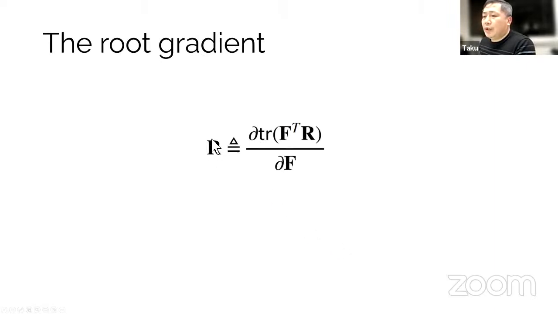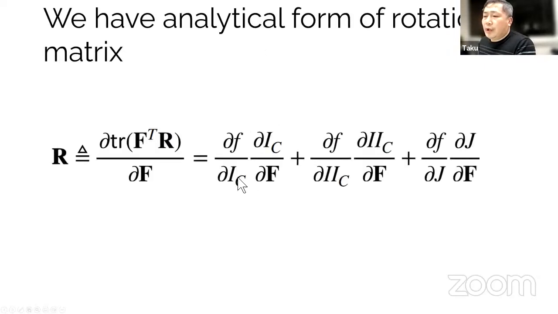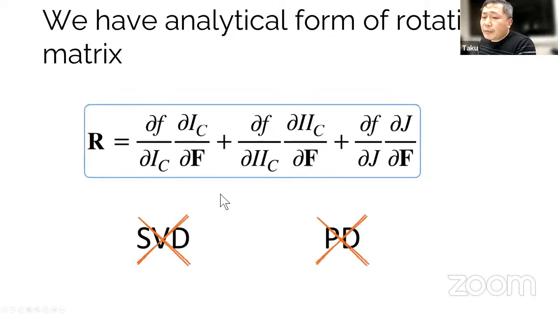But because we can write this rotation matrix by the partial derivative of the trace term with respect to the deformation gradient, we can use the chain rule to rewrite it like this. And because this f was the root, written in the form of the Cauchy-Green invariants, we can have an analytical solution for this. So after all, we have an analytical solution for the rotation. We can calculate the rotation matrix without the SVD and polar decomposition, so this is going to be faster than the other methods.